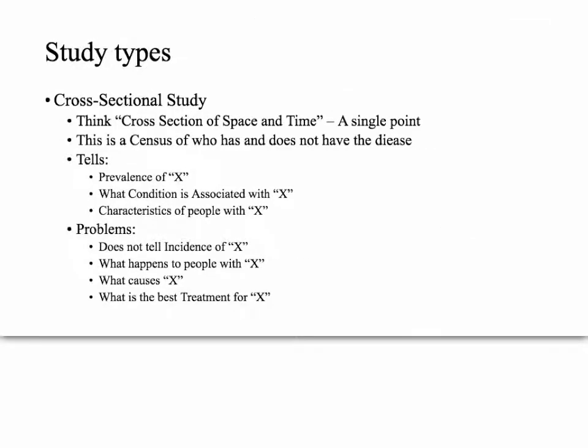The next kind of study is a cross-sectional study. Think of this as a cross-section through time and space. So you pick your particular place of interest, and you do a study at a single time. The study really doesn't look that far backwards into time. It doesn't follow people forwards into time. It's just, I want to look at this disease and these people right now.